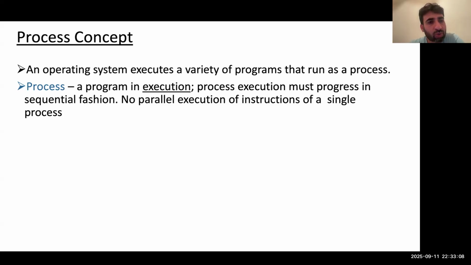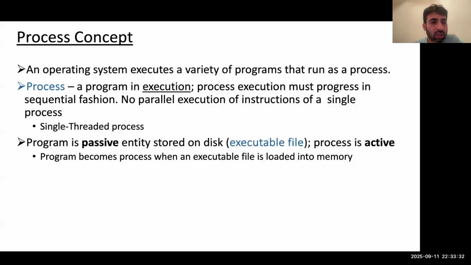Process execution must progress in sequential fashion, which means that there is no parallel execution of instructions of a single process. But this is true only for single-threaded processes. If we are assuming a single-threaded process, then the execution of the process will progress in sequential fashion, which basically means that instructions of the program will be executed one after the other. But this is not true if we consider a multi-threaded process. For now, we are talking about single-threaded processes.